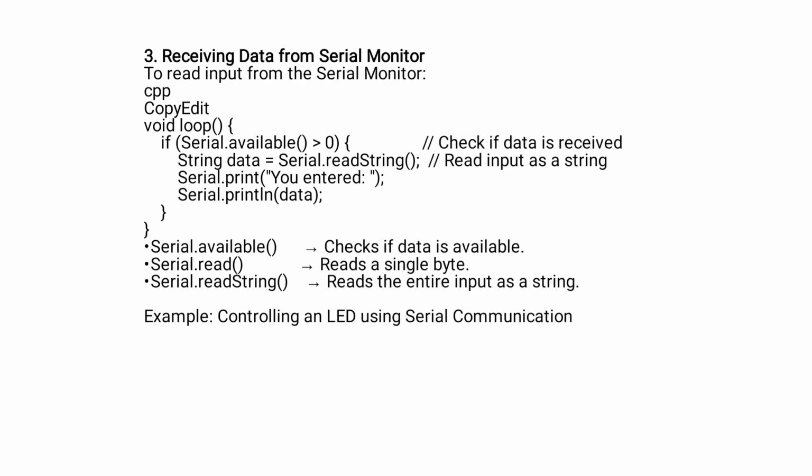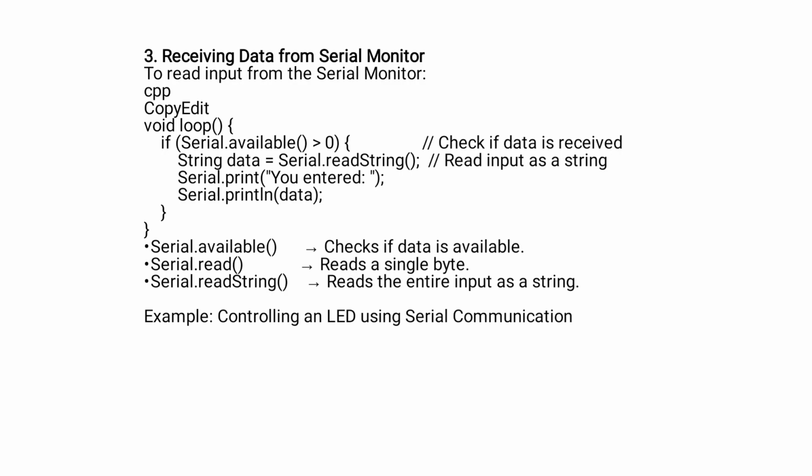Void loop, if Serial.available is greater than 0, then String data equals Serial.readString, Serial.print("You entered"), Serial.println(data). So Serial.available checks whether data is available, Serial.read reads a single byte, and Serial.readString reads a string.